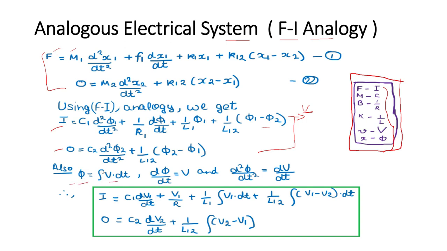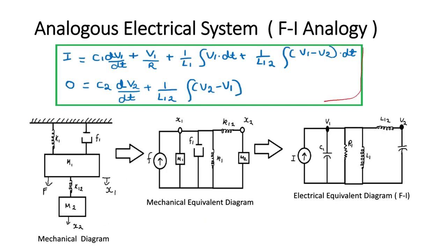So phi is equal to integration of V dt. Then d phi by dt is equal to voltage, and double differentiation of flux with respect to time is equal to single differentiation of voltage with respect to time. So finally we will get this equation, and since it's a force current analogy, therefore we will get the nodal system here. So these are the two equations, and since it's a force current analogy, therefore we will get the nodal equations.